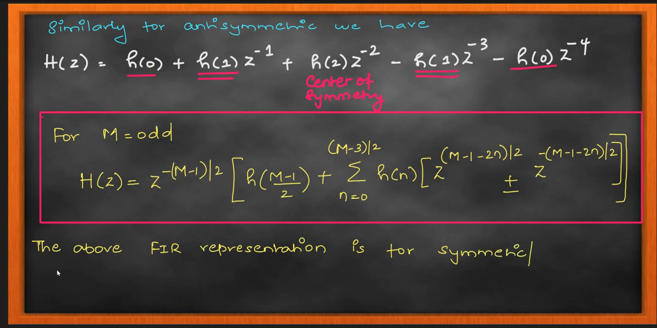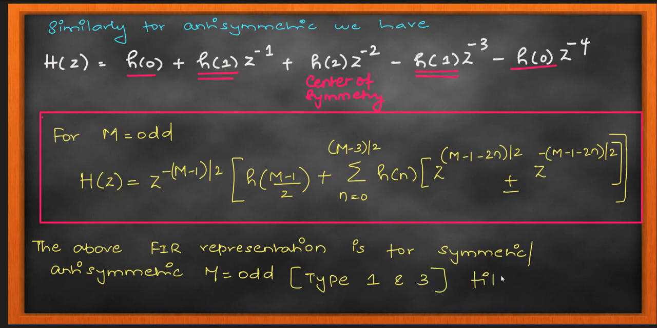So first we will write the FIR representation in terms of the time domain coefficients h of n, and after we do that, we will go on to finding the magnitude of that H of z, and that is going to be your magnitude response or your frequency response. Now let's take the next case. The next two cases, my symmetric even and anti-symmetric even.